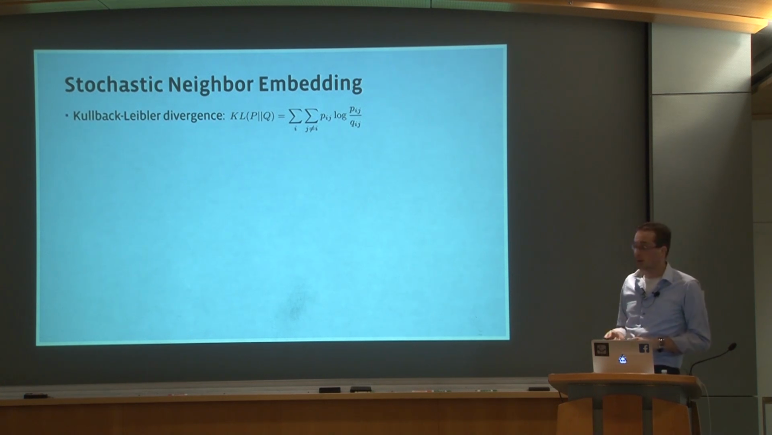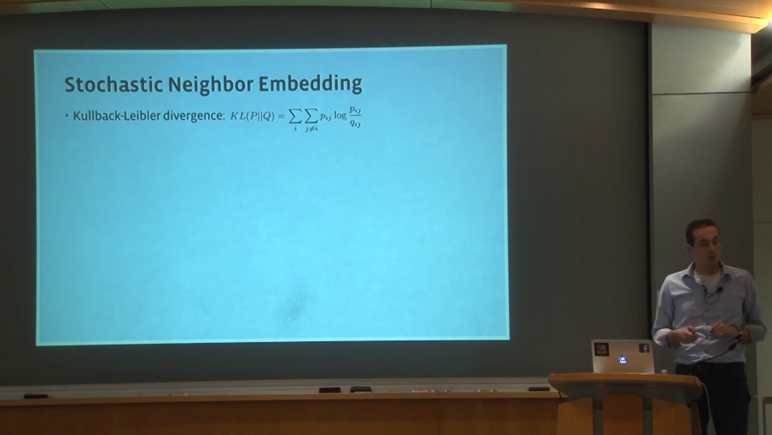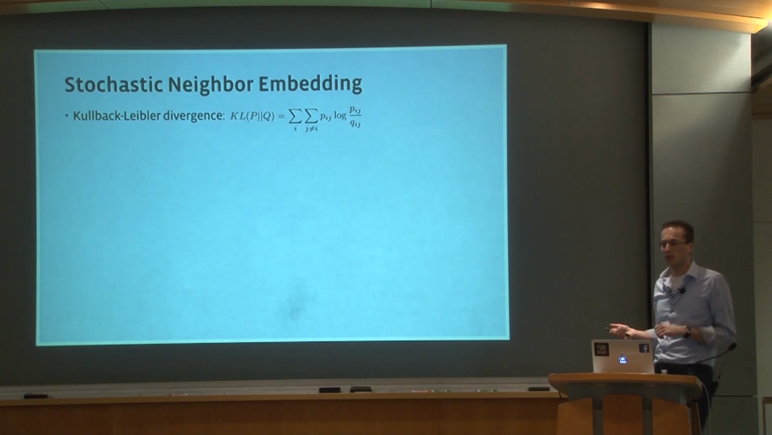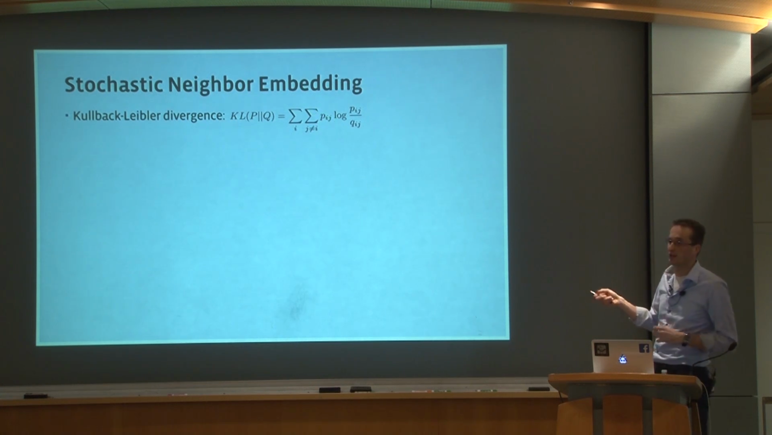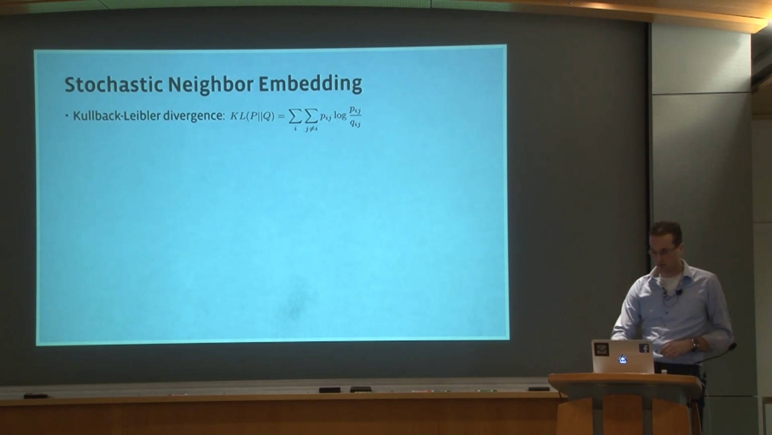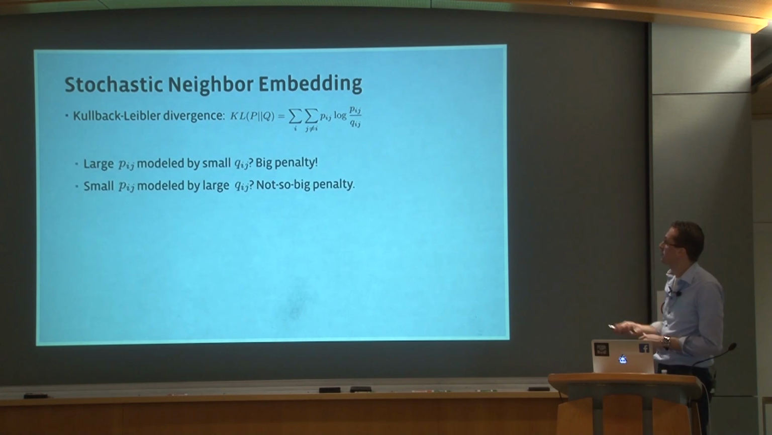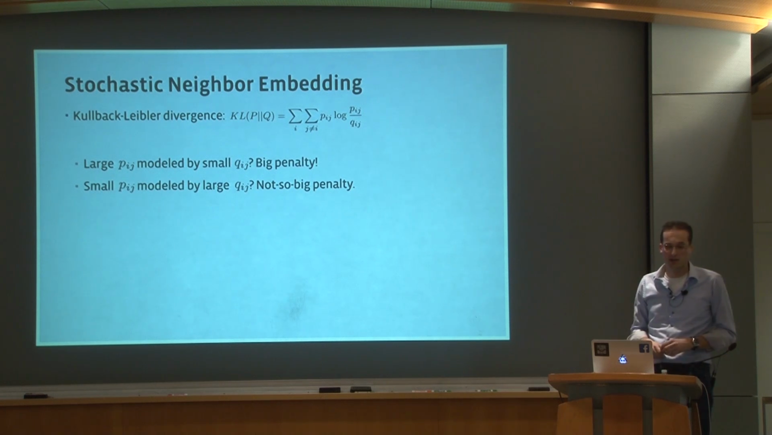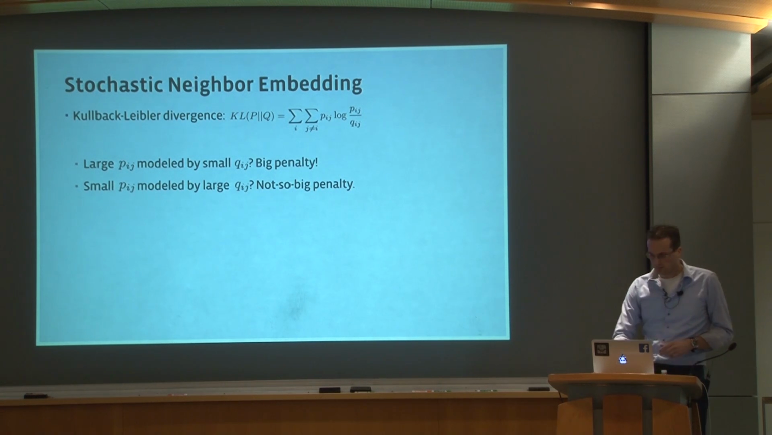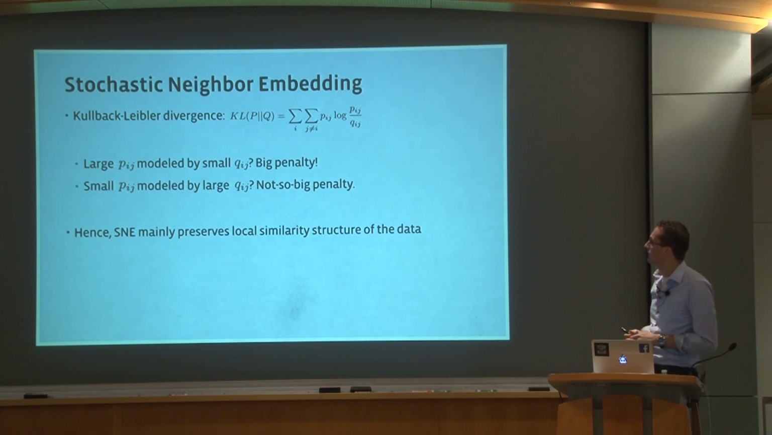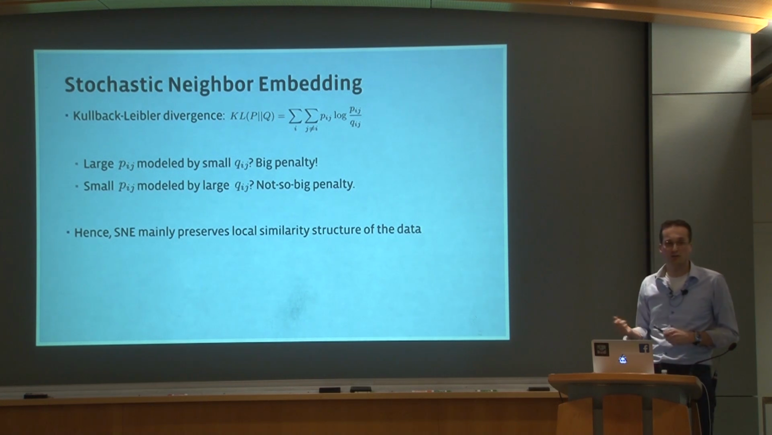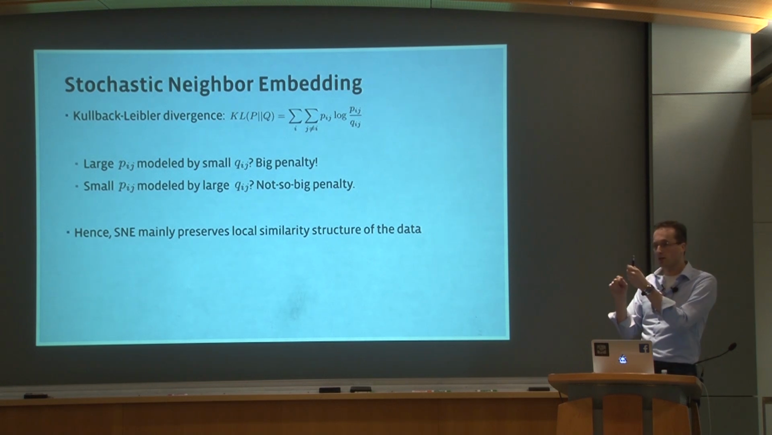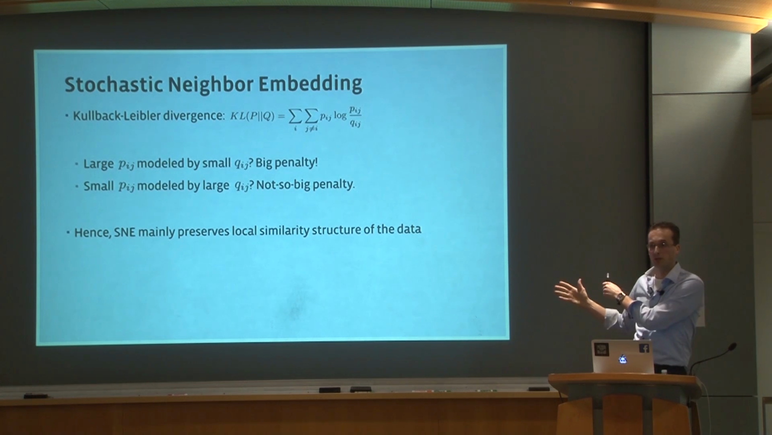It doesn't work the other way around. If I have two points that are very dissimilar, I don't really pay a penalty for putting them closer together, because this Pij outside here is basically infinitesimal. So if I have similar points modeled by distant points in the map, I'll pay a large price. Really what this technique is doing is mainly trying to preserve the local similarity of the data. It's only trying to make sure that things that were close to you are still close to you in the map.